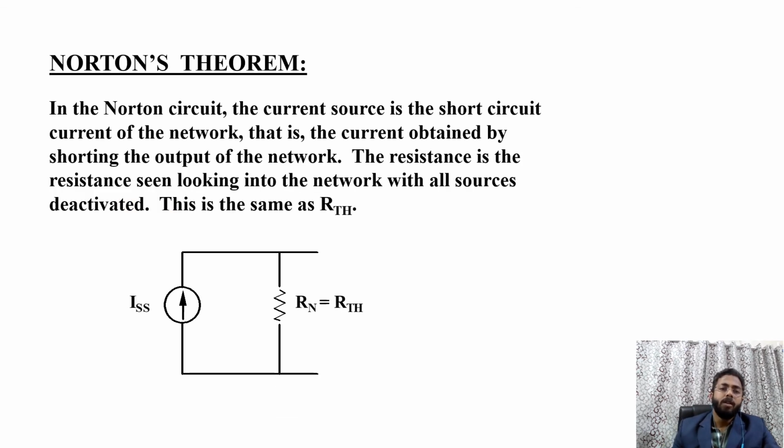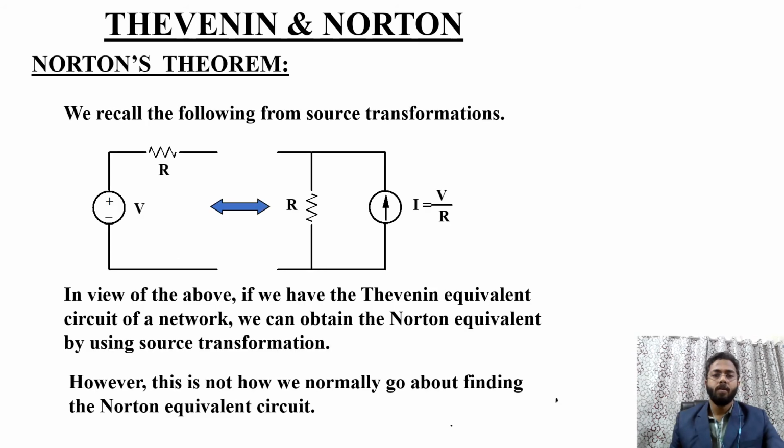Now in the Norton circuit, the current source is the short circuit current of the network, and that is the current obtained by shorting the output of the network, and this resistance is the resistance seen looking into the network with all sources deactivated, and this is the same as the RTH. So here the RTH we can calculate as we already did in Thevenin's theorem, but ISC or Norton current, this is the Norton current we can calculate by what?